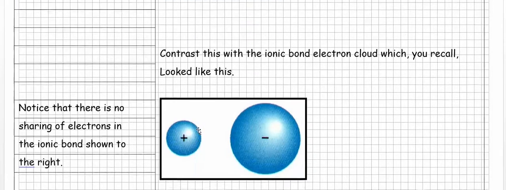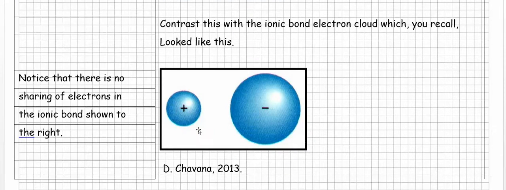Now let's contrast this with an ionic bond electron cloud. The ionic bond electron cloud, which you recall, looks like this. The electron was completely transferred, like this was for sodium chloride, for example. So chlorine now possesses that electron. Sodium lost that electron. More electron density around the chlorine than the sodium. Okay? Notice no sharing.